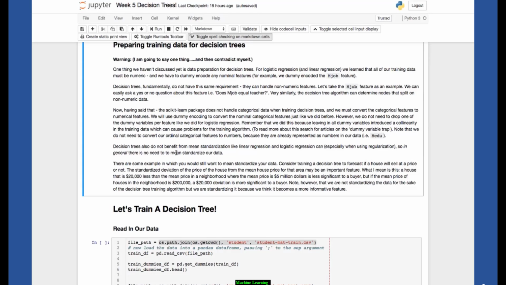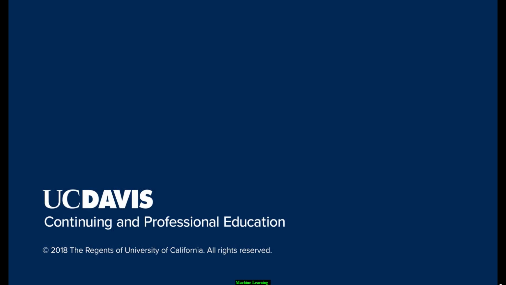So I guess what I'm saying is, I don't want you to think that just because you're using a tree, you never have to worry about mean standardization. Okay, I think I've said enough about all that. So now we're going to train some trees and look at them, and it'll be fun. So I'll see you in the next lecture.